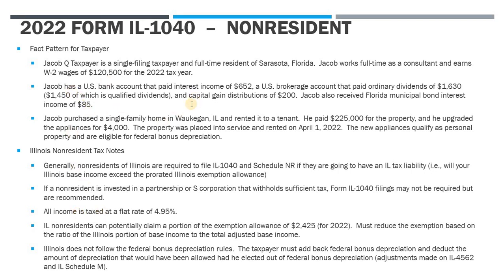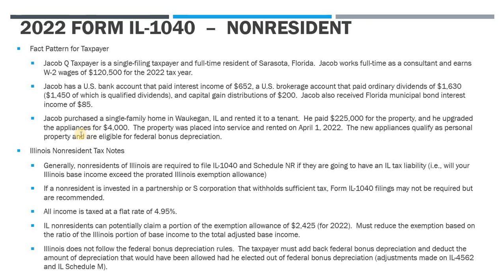So if we start with the fact pattern, we've got Jacob, the taxpayer here. He is a single filing taxpayer and full-time resident of Florida. He works full-time as a consultant, earning about $120,500 for the 2022 tax year. As far as investment income goes, he's got some regular interest income from a bank account. He's got a brokerage account that paid him some dividend income during the year, capital gains distributions, and he's also invested in some Florida municipal bonds, which paid him interest income of $85 for the year.